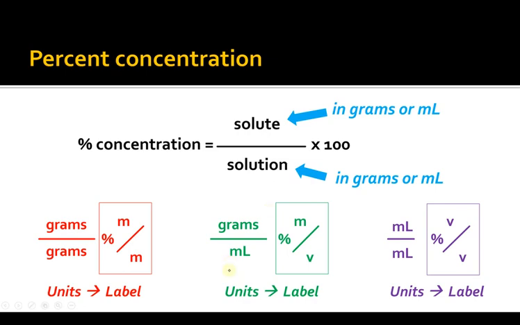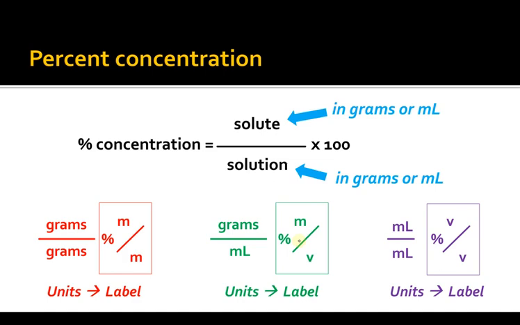Since we have a mass over a volume, we're dividing mass by volume. If we use that green version, we would label it as percent mass over volume, or percent mass by volume, dividing mass by volume. And in the third choice, we have purple here.